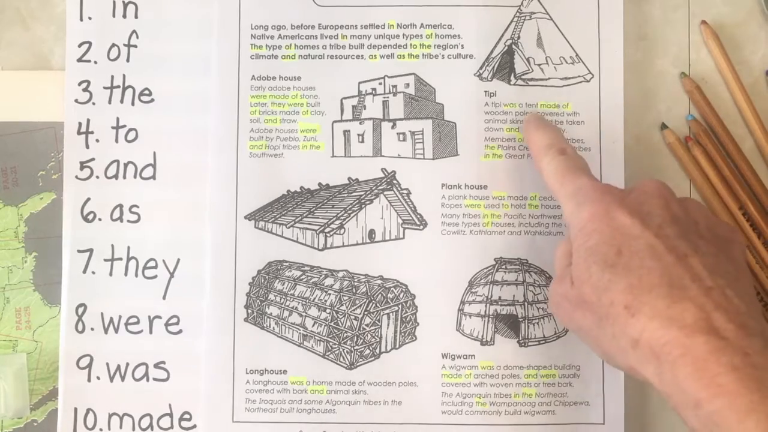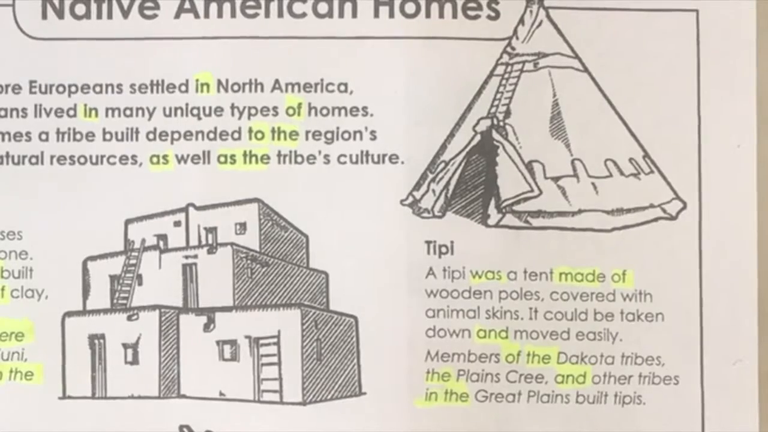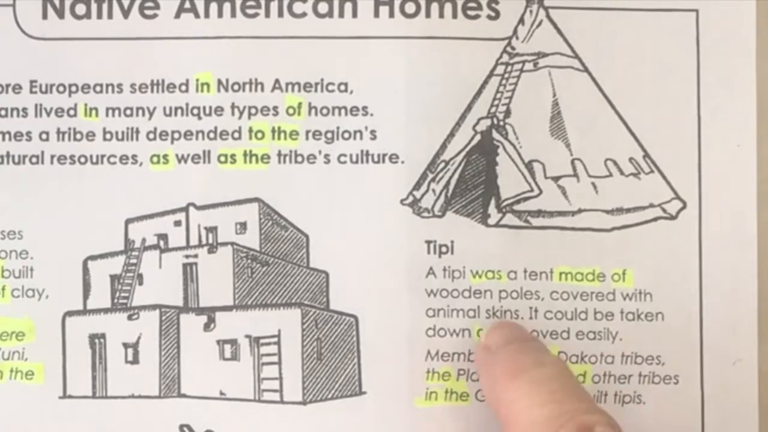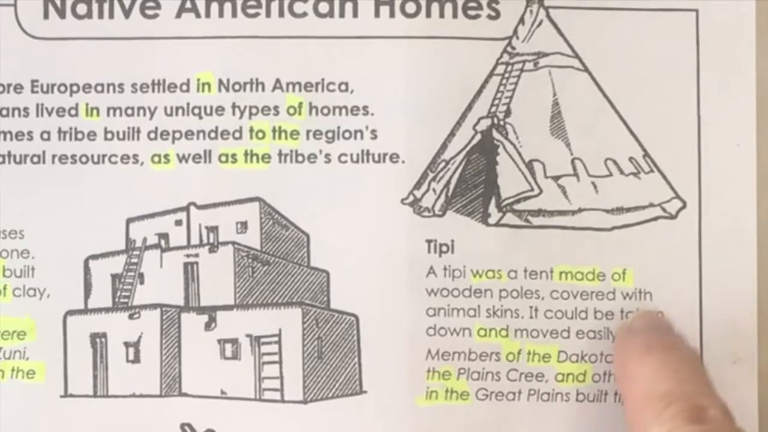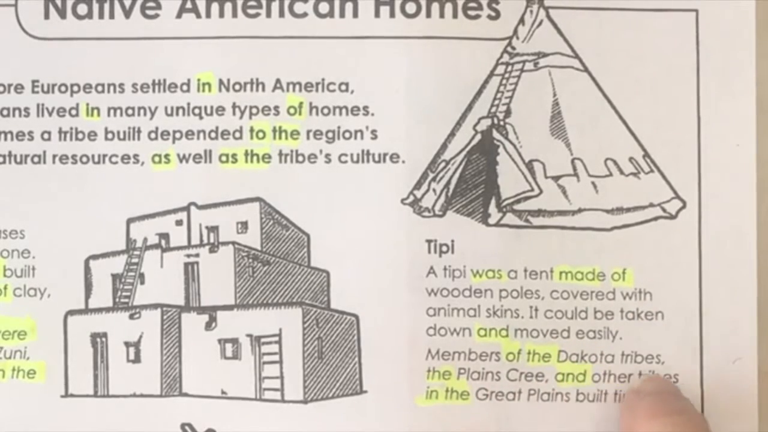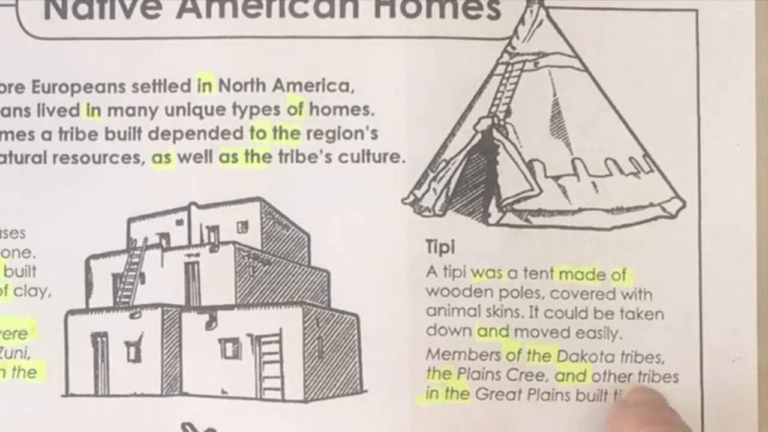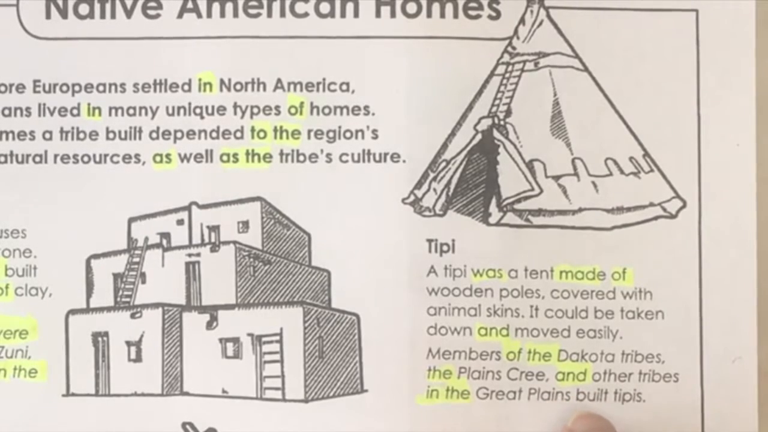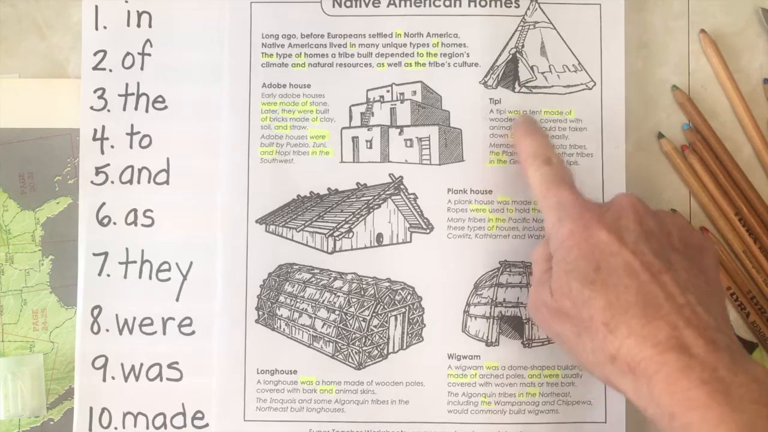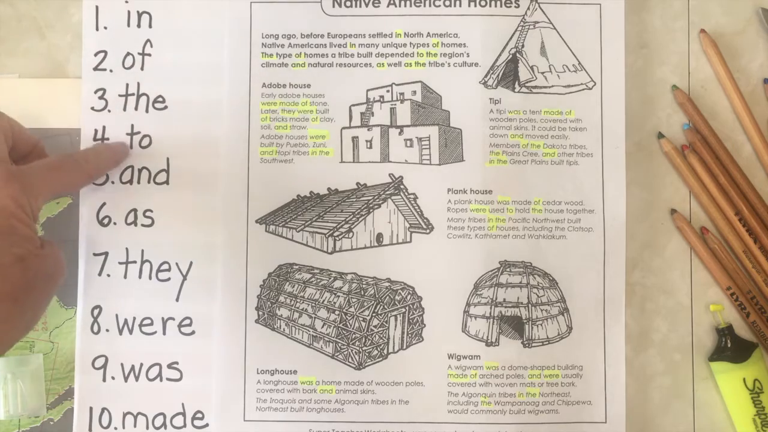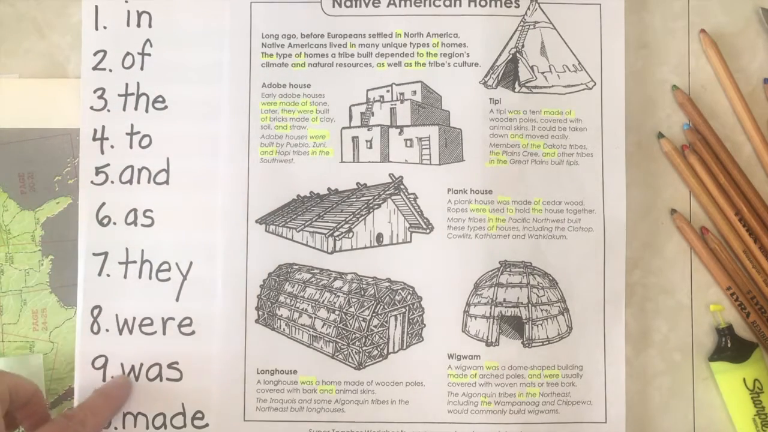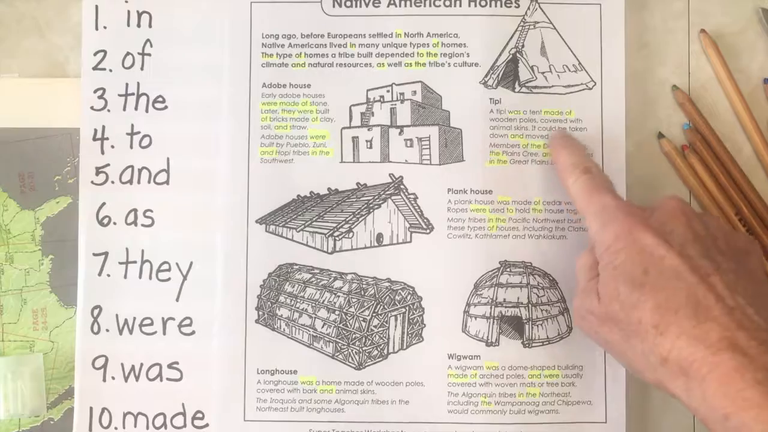Okay, we're going to move over here to teepee. A teepee was a tent made of wooden poles covered with animal skins. It could be taken down and moved easily. We're going to talk about that later. Members of the Dakota tribes and the Plains Cree and other tribes in the Great Plains built teepees. Okay, so we found a few of these words over here: in, of, the, to, and, as, they, were, was, and made.